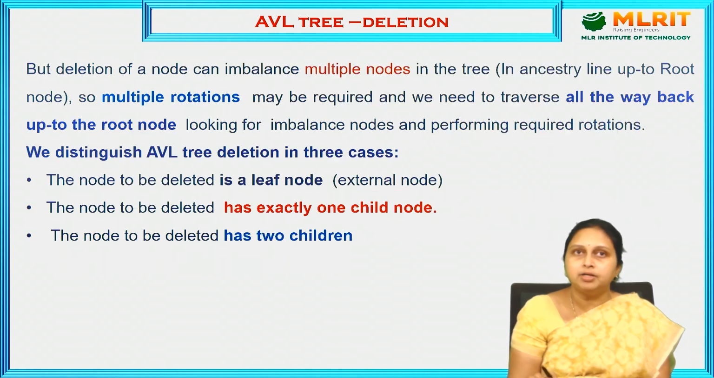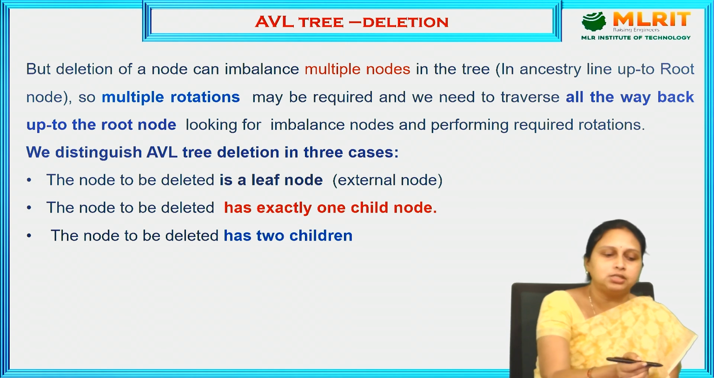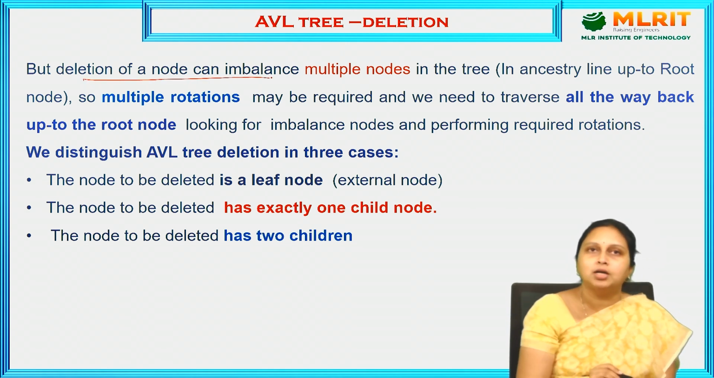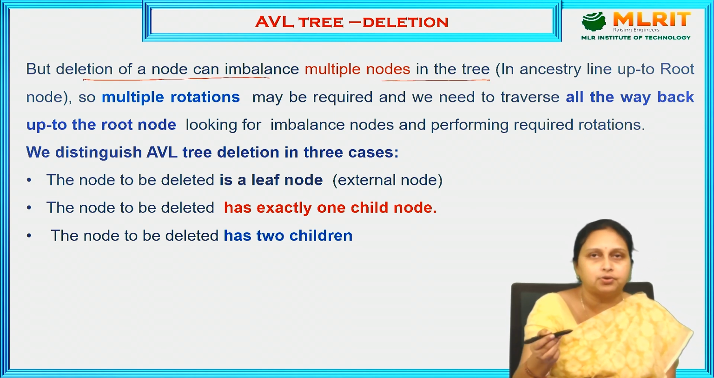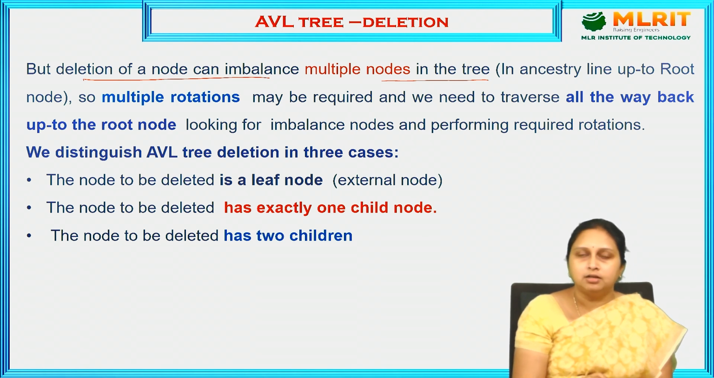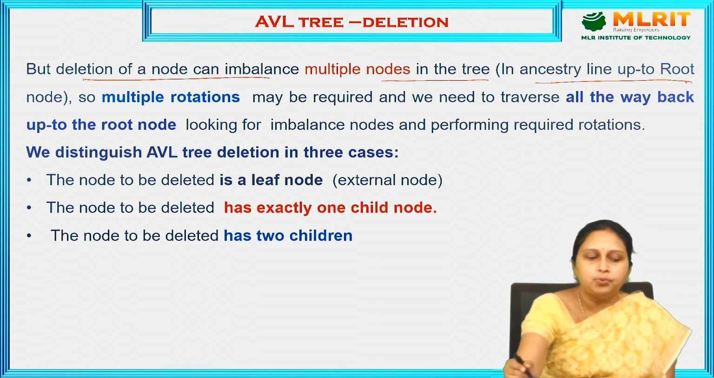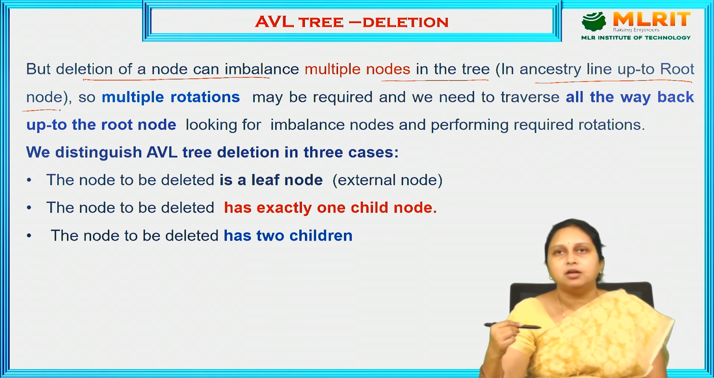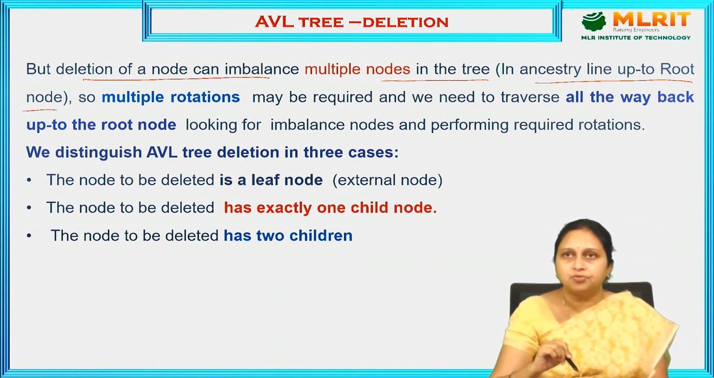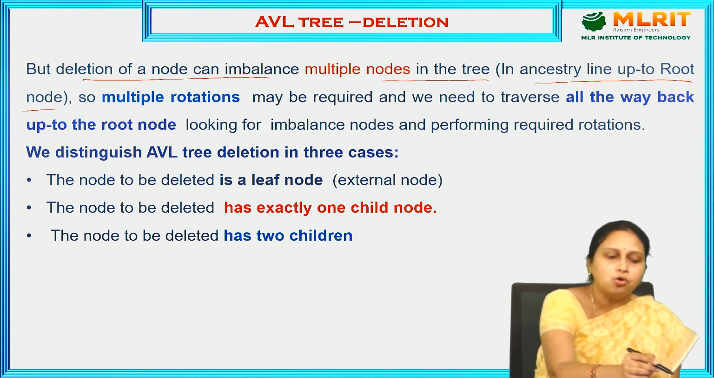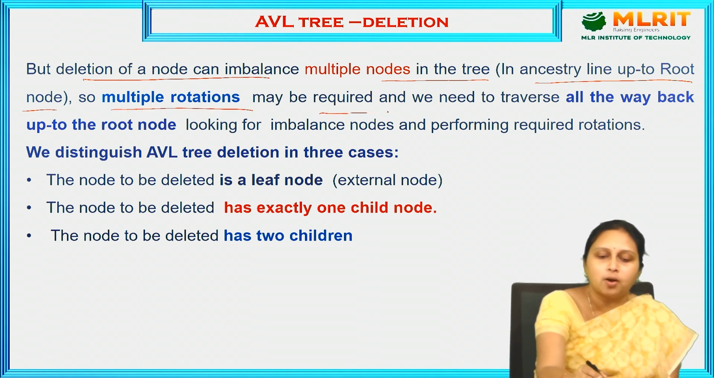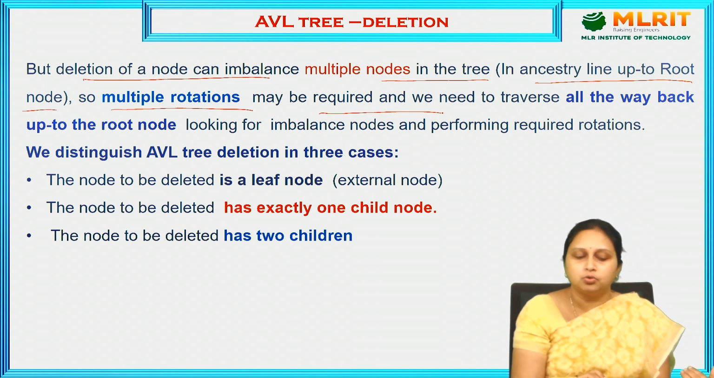But deletion is a little bit different when compared with insertion. Deletion of a node can imbalance multiple nodes in the tree, along the ancestry line up to the root node. That means from where the imbalance occurs, up to the root node, we are going to verify the balance factor. So multiple rotations may be required to balance the AVL tree after deletion.